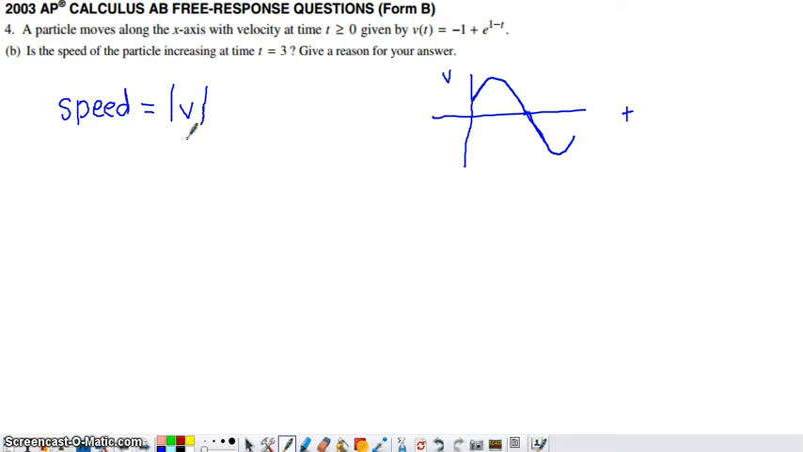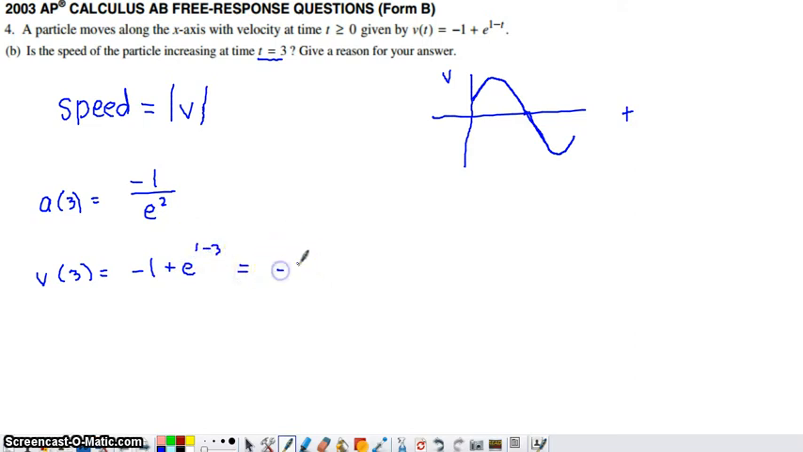So you need to know what is happening with the velocity graph at the point you're asked a question about speed at. So we need to know what's happening with our velocity graph at t equals 3. Well, we already know this. In part A, we figured out that a of 3 was going to be equal to -1 over e squared. What is the velocity at 3? Well, the velocity at 3 would be equal to -1 plus e to the 1 minus 3. And if we simplify that a little bit, we're looking at -1 plus e to the -2.